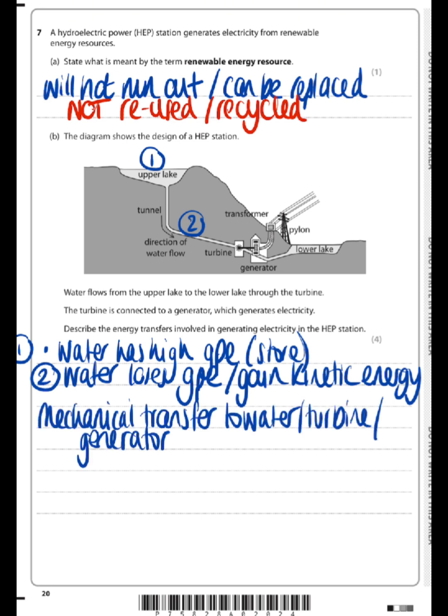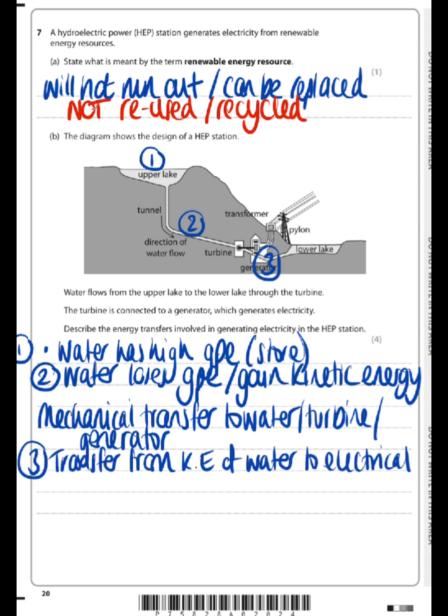Now what we've got happening is in our generator, we've got energy being transferred from the kinetic energy of the water into electrical energy. So another way of saying that is that the energy is transferred electrically. So we've got 4 points so far, so that would get you all of the marks.